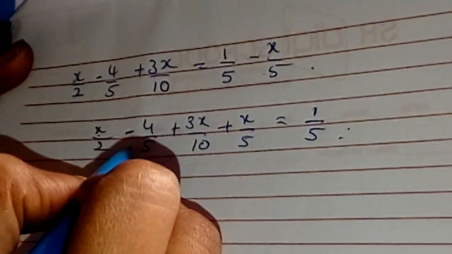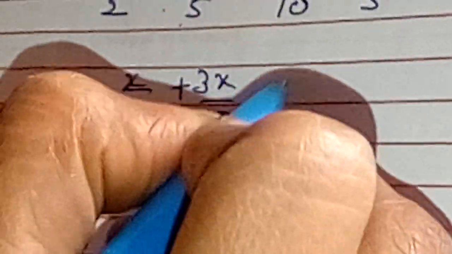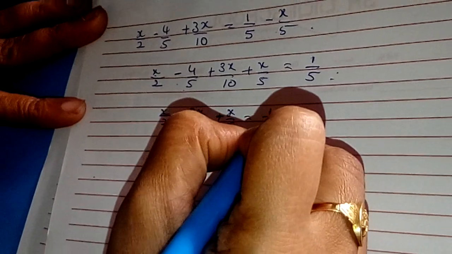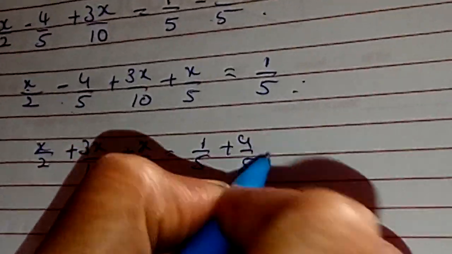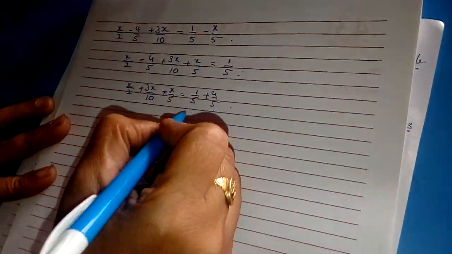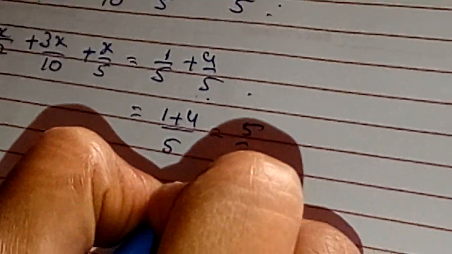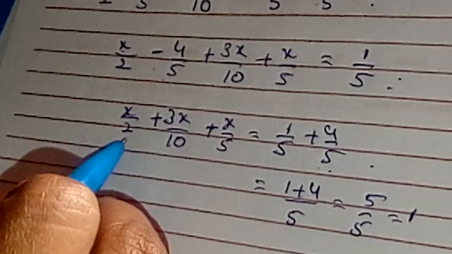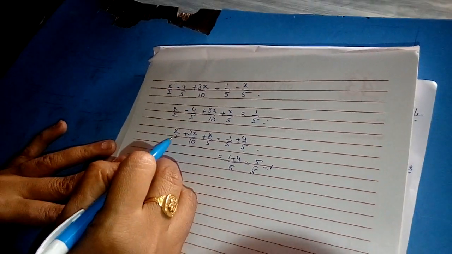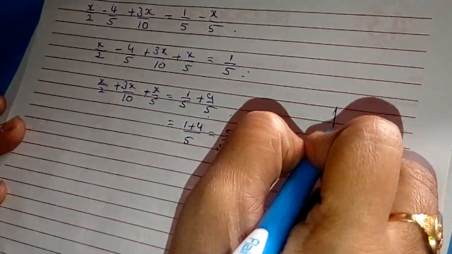Now this is the only numerical part. So transpose this minus 4 by 5 to this side, minus becomes plus. Then x by 2 plus 3x by 10 plus x by 5 is equal to 1 by 5 plus 4 by 5. Then these two are like numbers, so you have to add directly. Then 5 by 5 is equal to 1. Here, if you look at the denominators on the LHS, 2 is there, 10 is there, 5 is there. These are unlike terms. So you have to find the LCM of these.